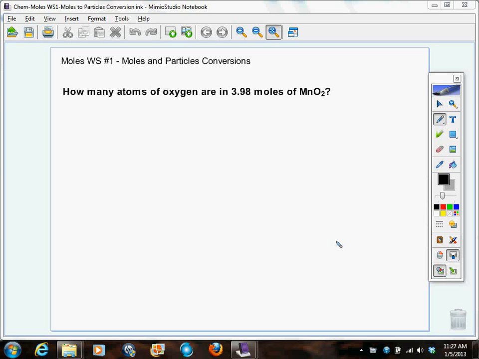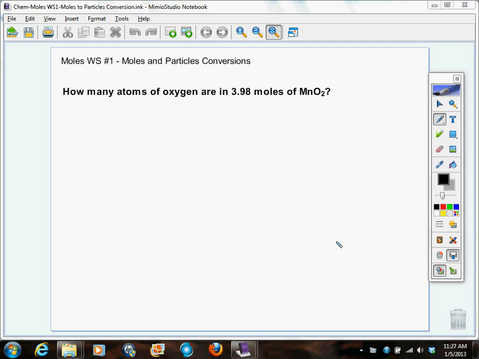We're going to continue with mole worksheet number 1, but this will now be a conversion of moles to particles. Now this one's a little bit more interesting than the ones that are earlier in the sheet, in that it says how many atoms of oxygen are in 3.98 moles of manganese oxide. And what we really have here is manganese 4 oxide. So for manganese 4 oxide, let's write down some conversions first.